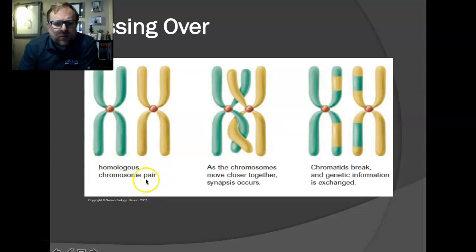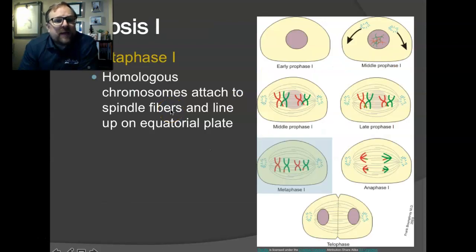So we have a homologous chromosome pair called a tetrad. As the chromosomes move closer together, something called synapsis occurs, which is when they wrap their limbs around each other, and then the chromatids break and genetic information is exchanged between the two. And so now we've got what we started with before, and then some variation in these two chromatids right here. In metaphase 1, we get the alignment of the chromosomes along the equatorial plate.